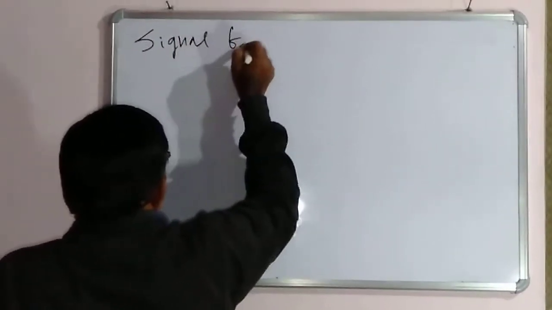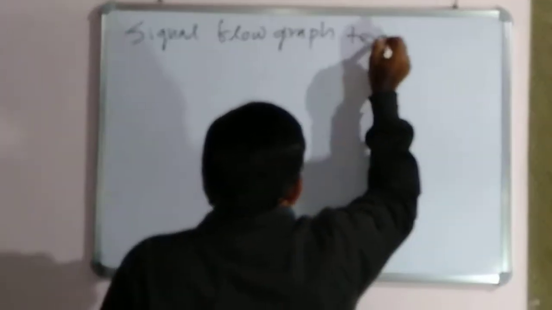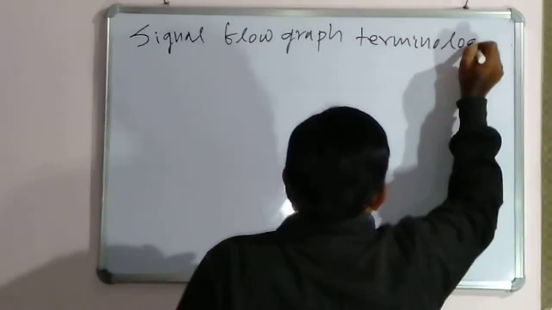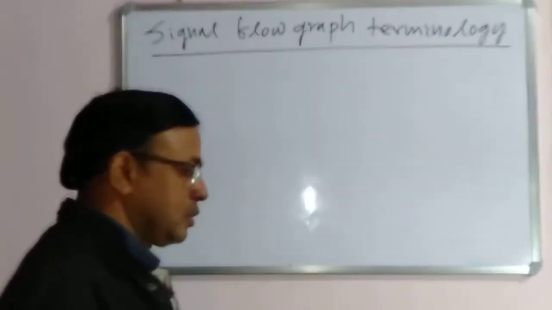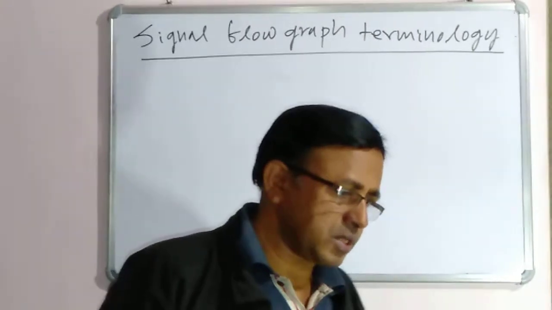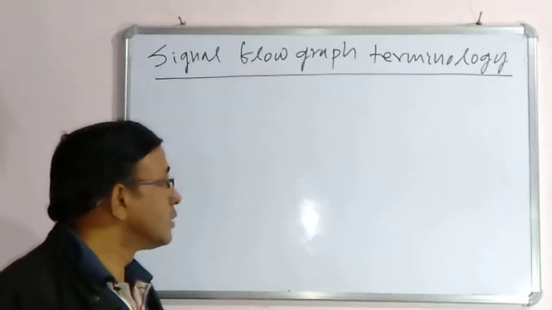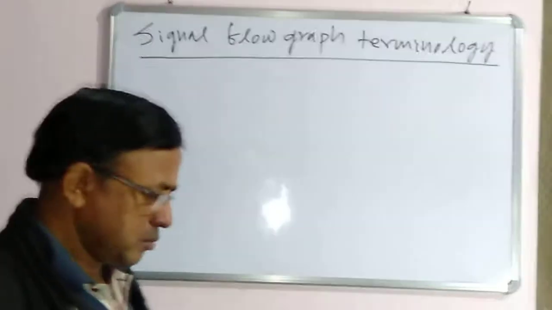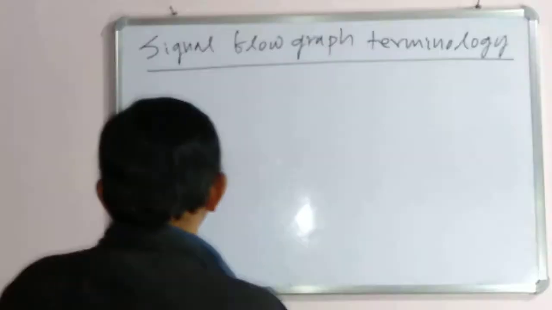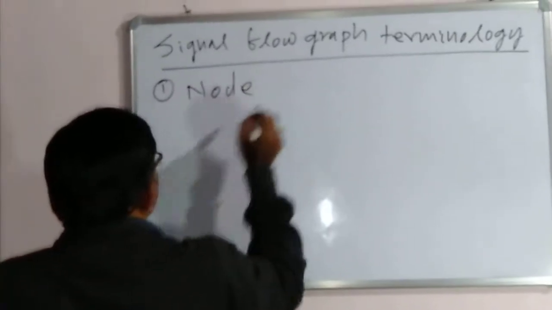Signal flow graph terminology is nothing but the different terms used in the signal flow graph, their importance and their main function. Generally, the most important terms used in the signal flow graph, the first term, is called node.